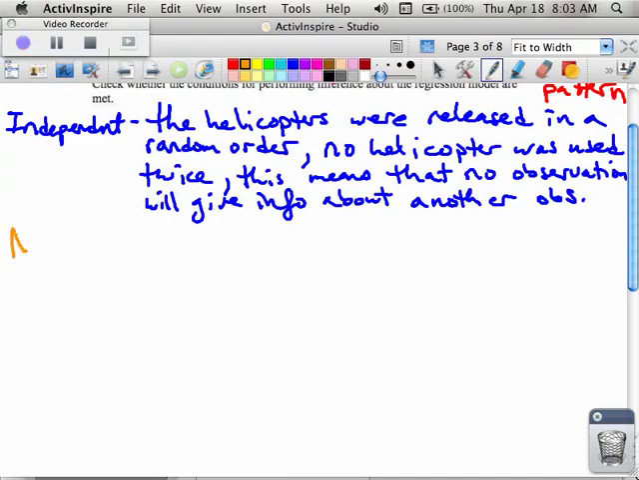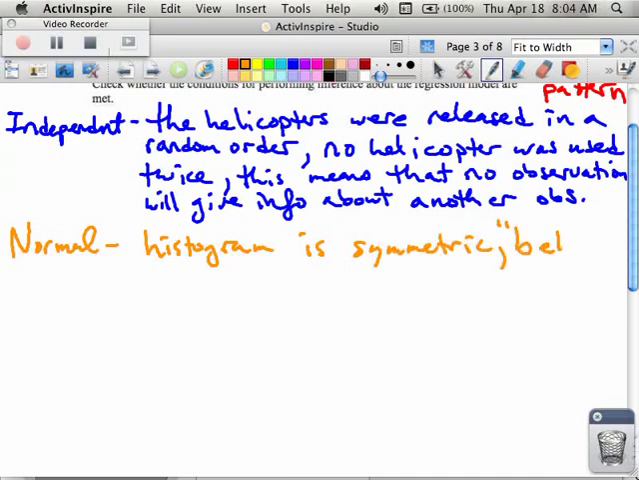So number 3 on our list, is it normal? When we're talking about normality, if we look at the histogram, it looks symmetric, bell-shaped, looks pretty close to normal. So the histogram is symmetric, bell-shaped, so it's approximately normal. We don't know if it's exactly normal, but it's approximately normal for sure.